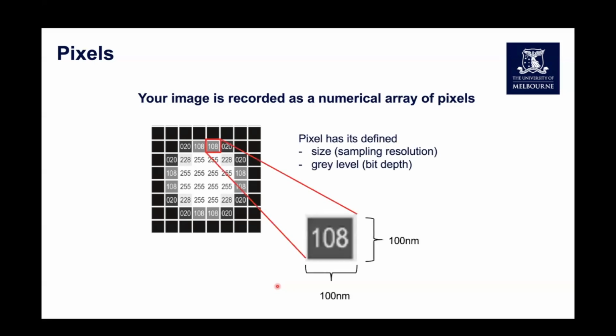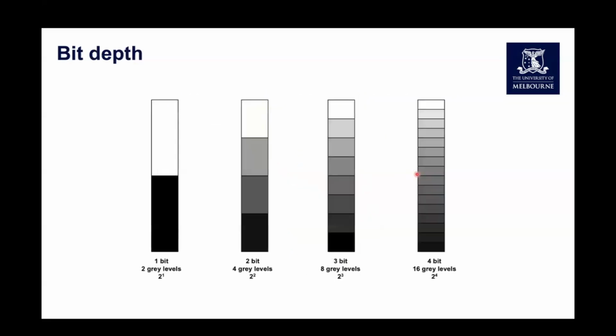Each pixel has some certain characteristics. So first of all, there's a representative size of the sample. In this example, the pixel is 100 nanometers in X and Y directions. And it also has an intensity value here, in this case, 108 grayscale values. So this is given by the bit depth of the image, and the size of the pixel is given by the sampling resolution. And we'll cover both of these topics in the coming slides.